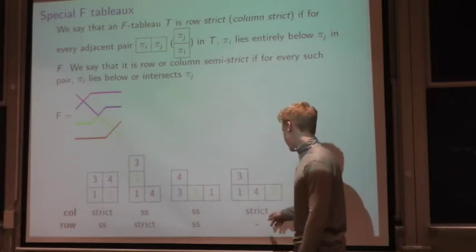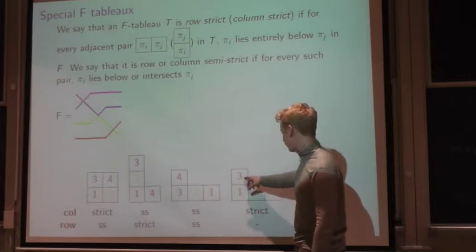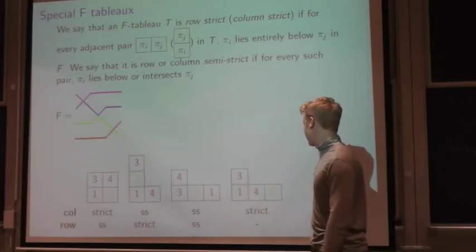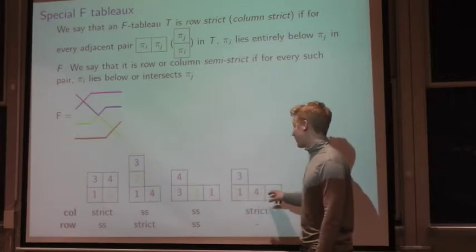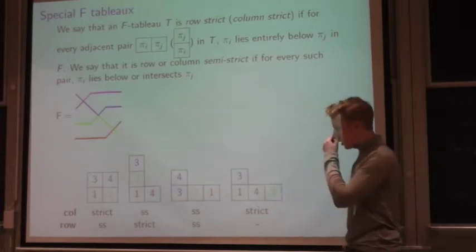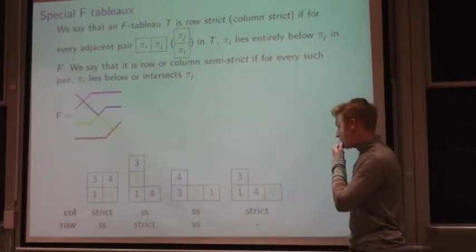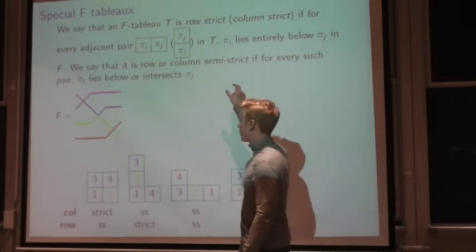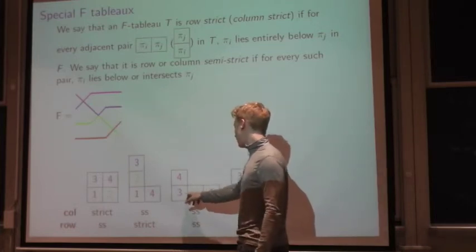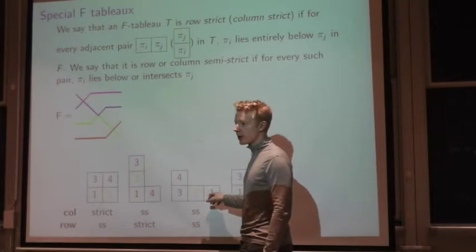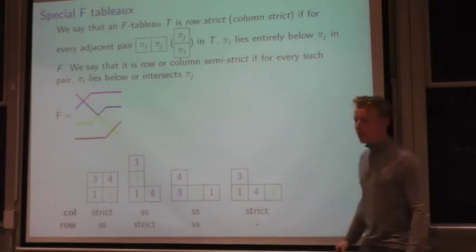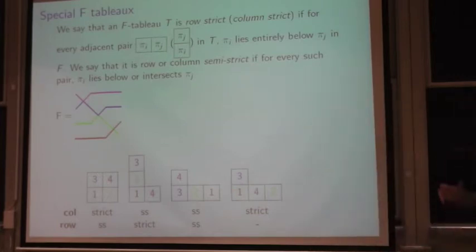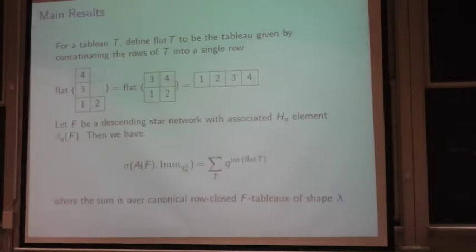Let's see, here's another example. This is column strict because path 1 lies entirely below path 3, but it's not even row semi-strict because path 4 lies entirely above path 2. And here I wanted to point out that we really care only about adjacent pairs. Here, path 3 lies entirely above path 1. That's okay because they're not next to each other. So this still ends up being row semi-strict. Okay, so those are all the tableau we need to worry about. Now we can give the results.